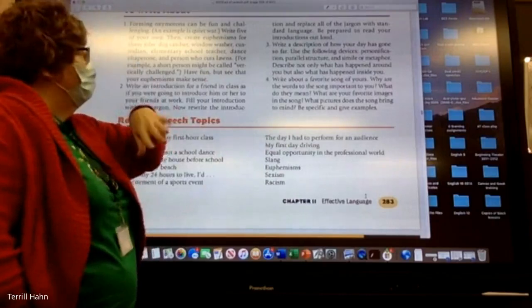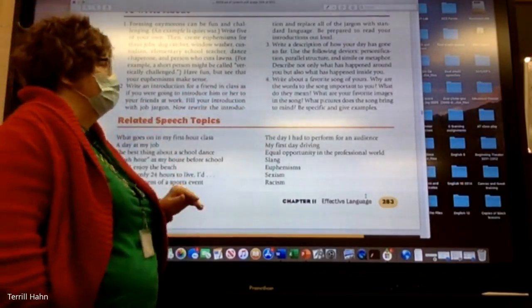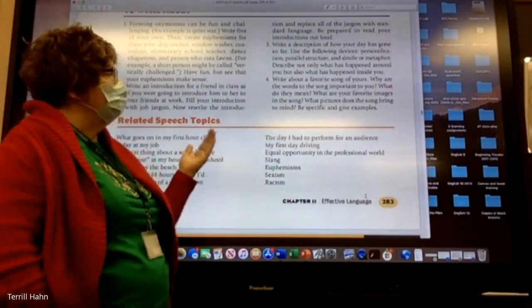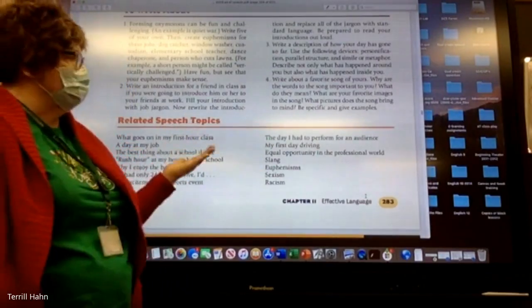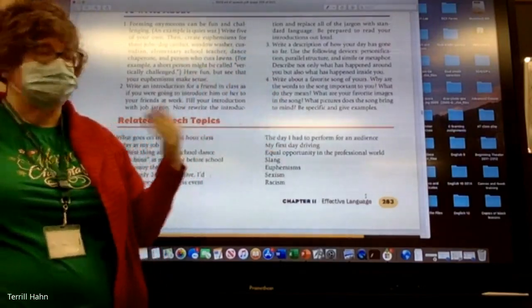Okay? Or write about a favorite song of yours. Why are the words to the song important to you? What do they mean? What are your favorite images in the song? What pictures does the song bring to mind? Be specific and give examples.